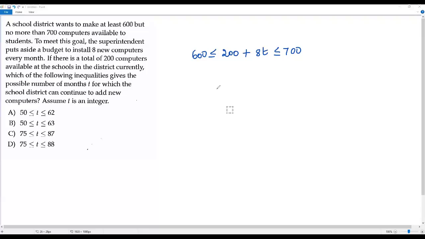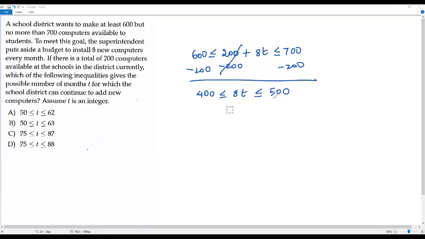Okay, now we have to solve for T. So for that, we have to isolate T. For that, we have to get rid of all the values around the variable T. So first, let me get rid of this 200. For that, I subtract 200 from everything. When I do so, this 200 and negative 200 will cancel out. 600 minus 200 will be 400, less than or equal to 8T, less than or equal to 700 minus 200, which will be 500. Okay, now to solve for T, I have to get rid of this 8, which is multiplied by T. I divide everything by 8.